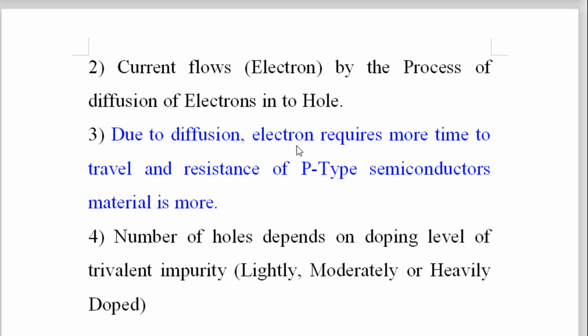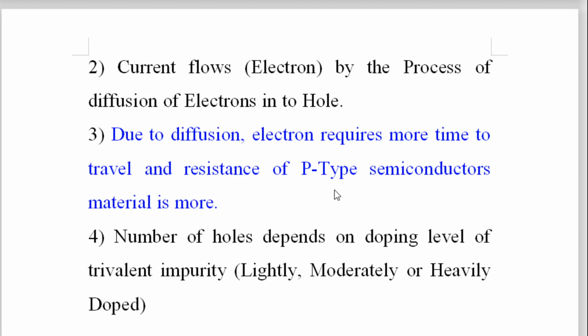Due to diffusion, the electron requires more time to travel, and the resistance of p-type semiconductor material is more. This is because each and every electron first diffuses into a hole and then comes out. If you imagine 100 holes, then 100 electrons at a time diffuse into 100 holes, and they come out from the holes. Therefore more time is required for an electron to travel from the negative of the battery to the positive of the battery through p-type material.